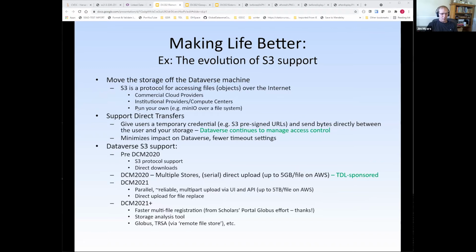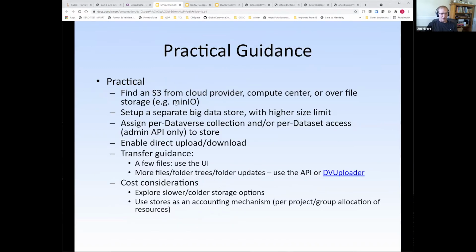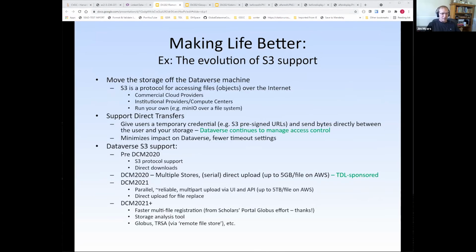The one thing I'll point out with this is that when we talk about S3, we often think of Amazon, but that could be your own compute center. In fact, there are things like MinIO that you put on top of a local file system, and you can run your own. And again, the things we've heard about today are other options. So S3 doesn't limit you to having to go buy commercial stuff. There are a lot of ways to use the S3 protocol.